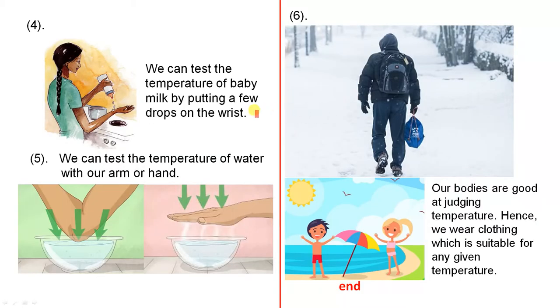We can test the temperature of baby milk by putting a few drops on the wrist. That's a very common way to do it. We can test the temperature of water with our arm or hand, either way here. And the last two pictures, our bodies are good at judging temperature, hence we wear clothing which is suitable for any given temperature. Obviously it's very, very cold here, so this person is wearing some very warm clothing. And here it's a lovely warm day at the beach, so just the swimming costumes will do.